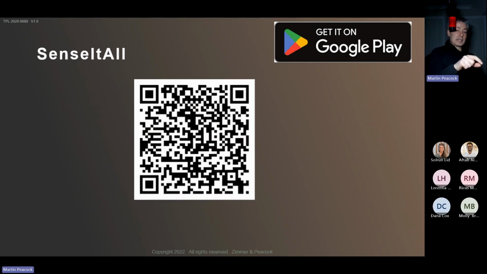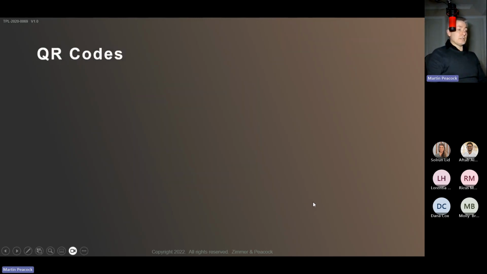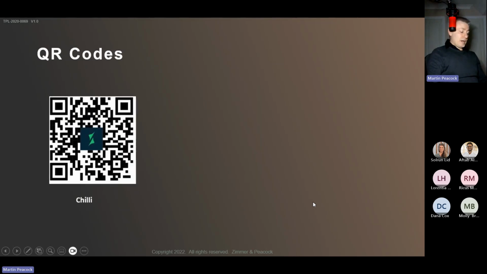Now, don't worry about scanning this QR code. I might just do it now anyway because I've got my phone here. What I did is I scanned the QR code because there's an app on the App Store called Sense It All. And once you've got that app, when you open it up, the next thing that the app asks you is to scan.